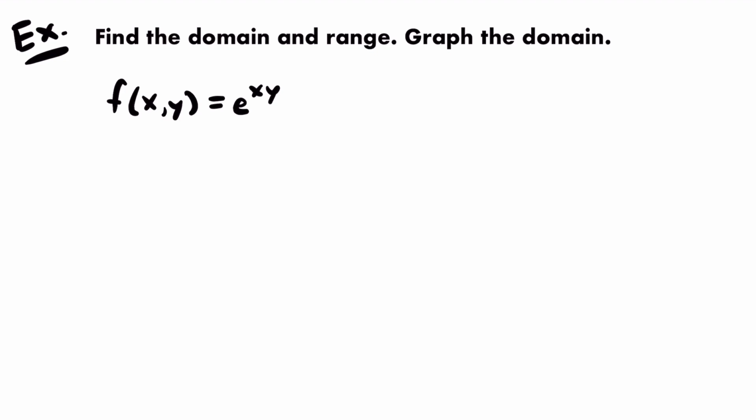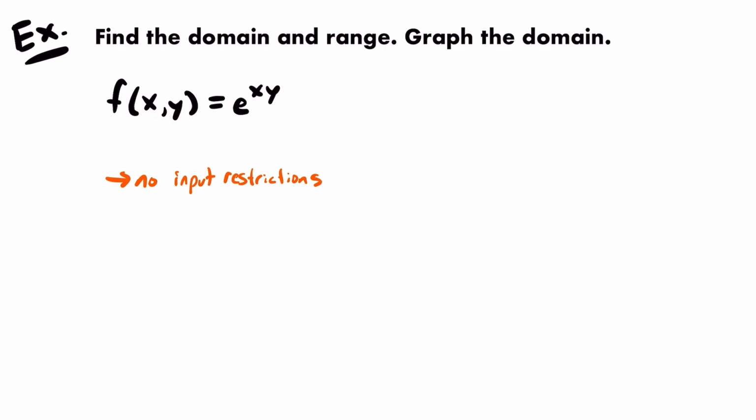There's no x or y value that you can plug in that will make this function undefined, which is normally what you're looking for. When you're determining the domain of a function, you want to exclude any input values that are going to cause the function to be undefined, to give you an undefined output value. So there are no restrictions here. And because of that, the domain for x and y would be all real numbers.